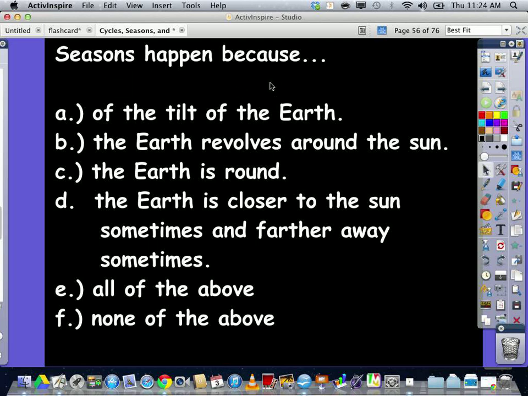Seasons happen because, let's look at the answers. Tilt of the Earth. The Earth revolves around the sun. The Earth is round. The Earth is closer to the sun sometimes and farther away sometimes. All of the above, none of the above. So we discussed this in detail. Distance does not create seasons. So D, automatically you know that one is not correct. Correct answer is because of the tilt of the Earth, which is tilted 23.5 degrees. A is the correct answer.